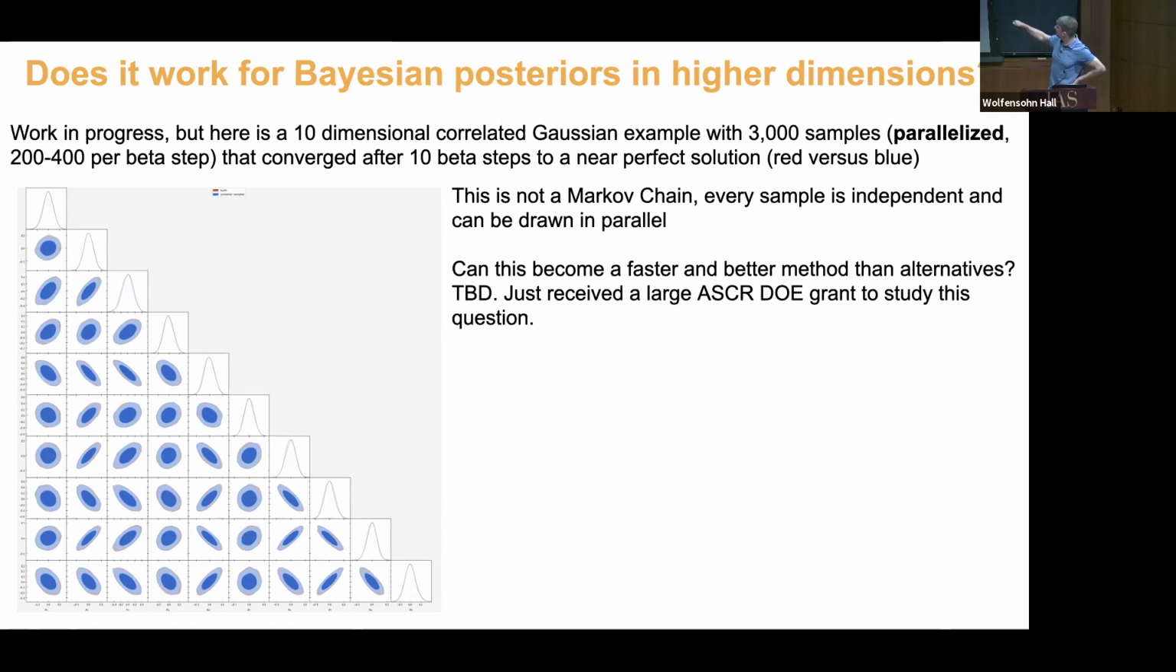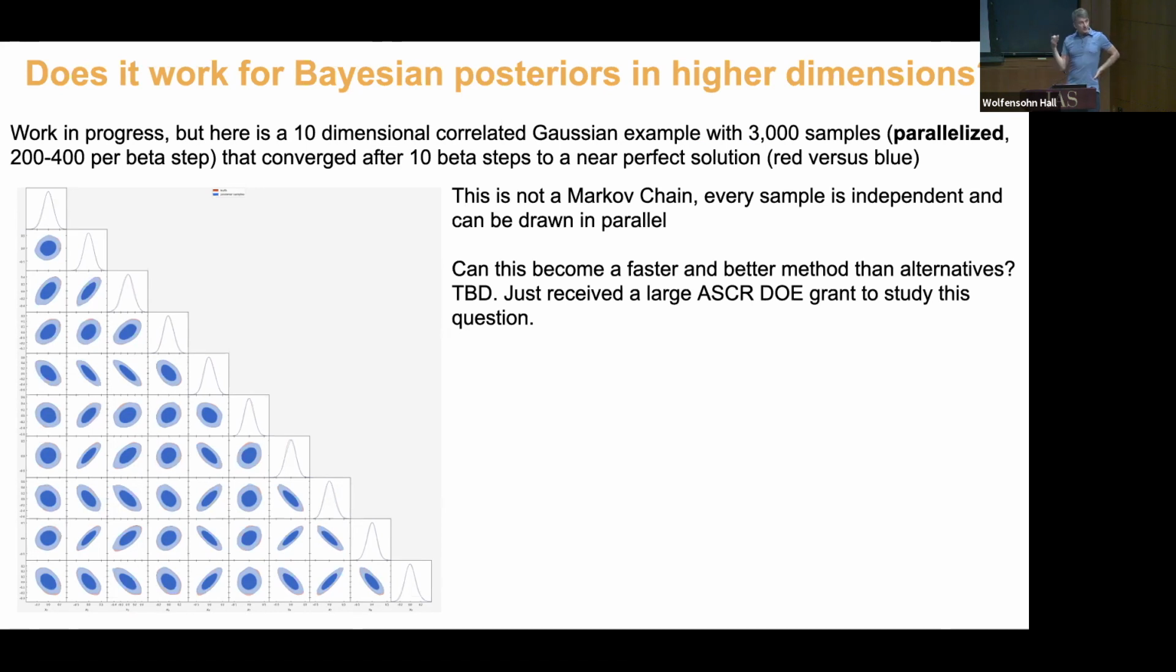There are 2 lines here, red and blue. Red is the truth, blue is our result. They're indistinguishable. And it took 3,000 calls. This is a very, very low number of calls for this kind of problem. And we think we're getting some very promising results.